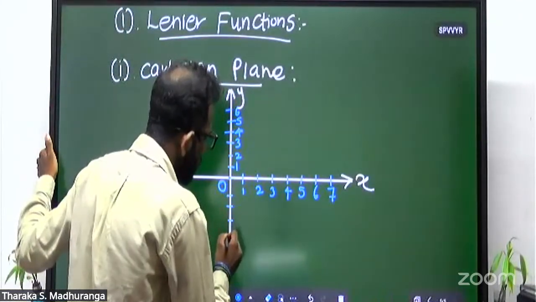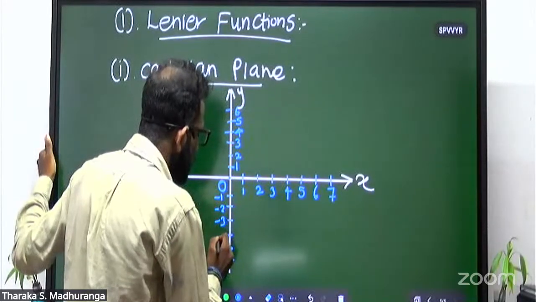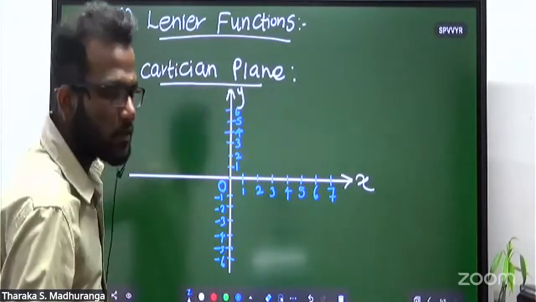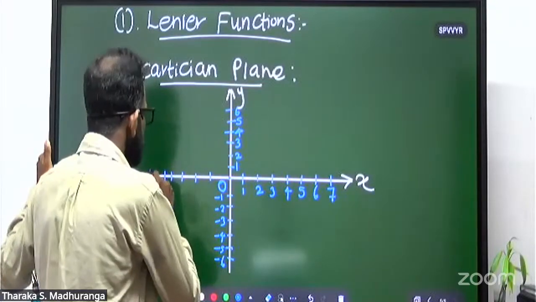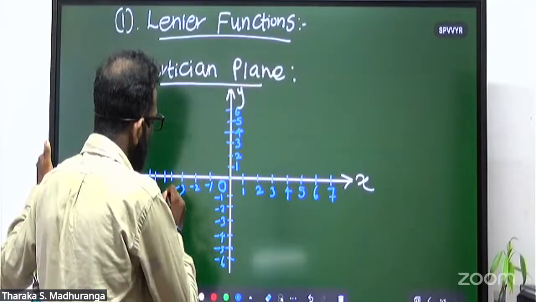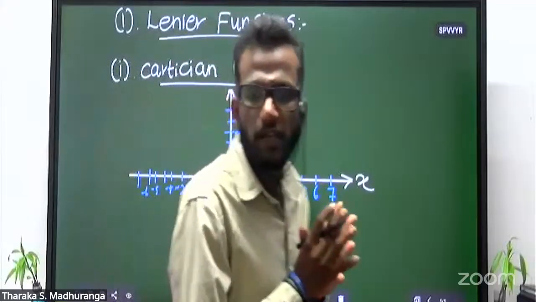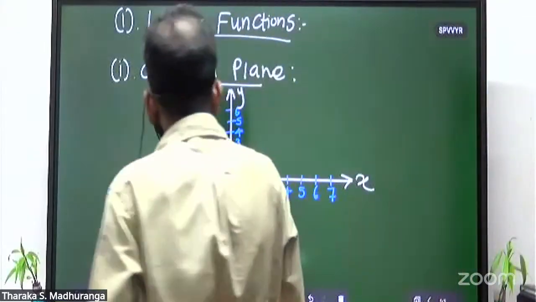You already know, I don't need to explain. Minus 1, minus 2, minus 3, minus 4, minus 5, minus 6. This is the minus side of the x-axis: minus 1, minus 2, minus 3, minus 4, minus 5, minus 6. That is the Cartesian plane.